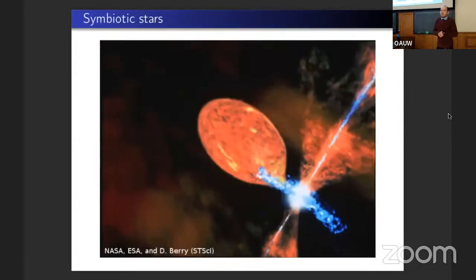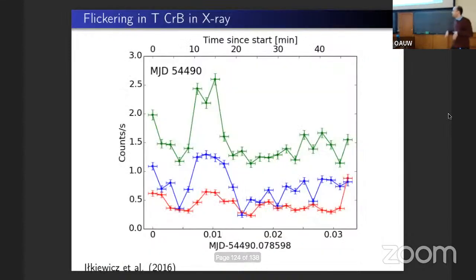The same, similar picture I actually saw before in symbiotic stars. So symbiotic stars are similar to cataclysmic variables, except the mass donor is a red giant, not a main sequence star, and accretion is usually through wind accretion. And what I saw a few years ago, you can see here, this is an X-ray light curve. The red points and red line are observations between 2 and 5 kiloelectronvolts, so pretty soft X-rays. The blue is between 10 and 15 kiloelectronvolts, so pretty hard X-rays. And green is in between, so 5 to 10 kiloelectronvolts.